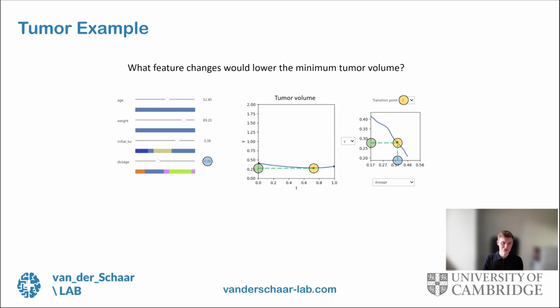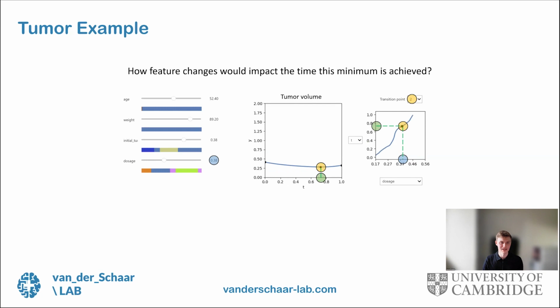We can slightly switch this question, and instead of asking about the minimum tumor volume, we can ask how the features would impact the time this minimum is achieved. The only thing we have to do is change which coordinate of the transition point we look at. Instead of the y coordinate, we can now switch to the t coordinate. And now we can see how the time of the minimum depends on the dose of the drug, or any of the features for that matter.